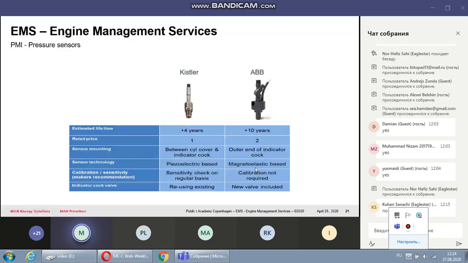And why I said we cannot do the blow through, because these piezoelectric based sensors cannot handle such a high pressure and temperature of gas flow. Okay, so that is why. But of course, here also you should not do it. Here they say sensitivity is to be checked on a regular basis, and here it is not required, they say.